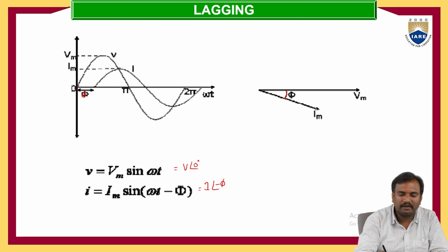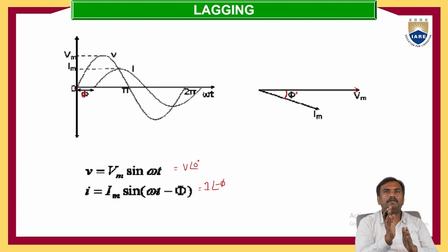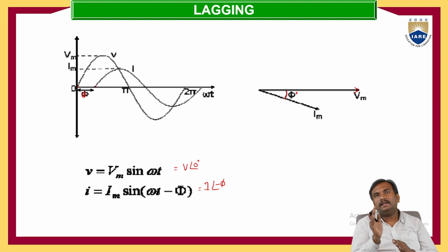Here, this is the current waveform, this is the voltage waveform. The difference between the voltage and current waveform is 5 degrees. This is the lagging condition, that is, when the waveform starts after the 0 point position. The waveform which starts after a certain delay is lagging with the reference waveform by that particular angle.